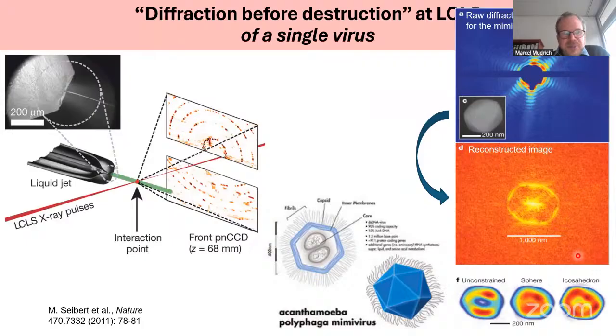Another very prominent example. These are just a few examples taken from Nature and Science publications. Here, this is the first diffraction image of a virus, a very large one, though. The Mimi virus, I think, is a particularly large one, more than 200 nanometers.